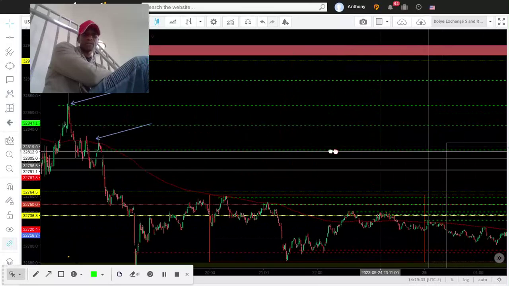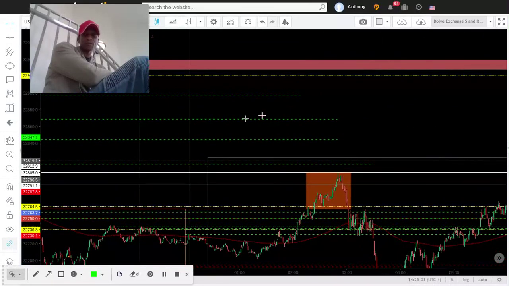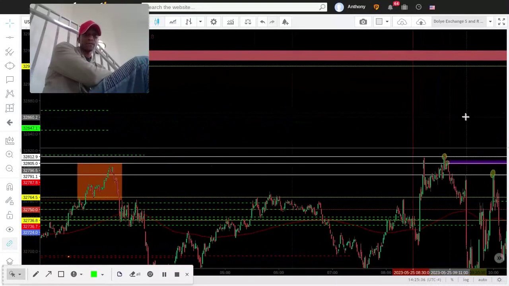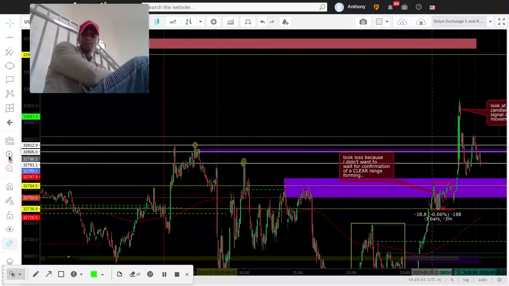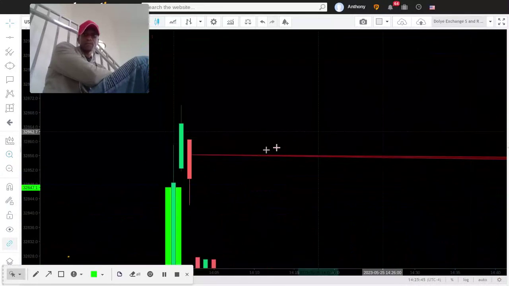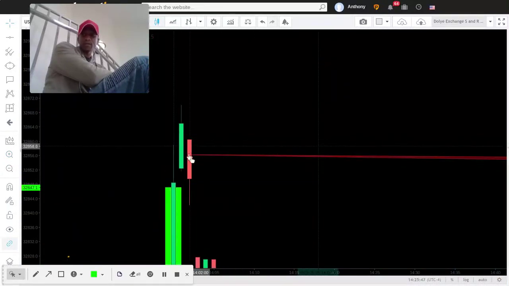I went ahead and got out because of the candlestick actually telling me to get out. And the video is about to end. Hopefully I can do this before the video ends. I actually got out because of this right here. You see how the candle opened below that? That let us know we was going lower.